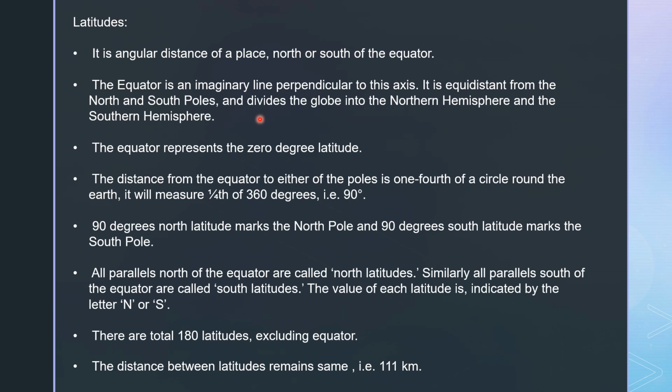All parallels north of the equator are called north latitudes. Similarly, all those south of the equator are called south latitudes. The value of each latitude is indicated by the letter N or S. There are a total of 180 latitudes excluding the equator. The distance between latitudes remains the same, for example 111 kilometers.